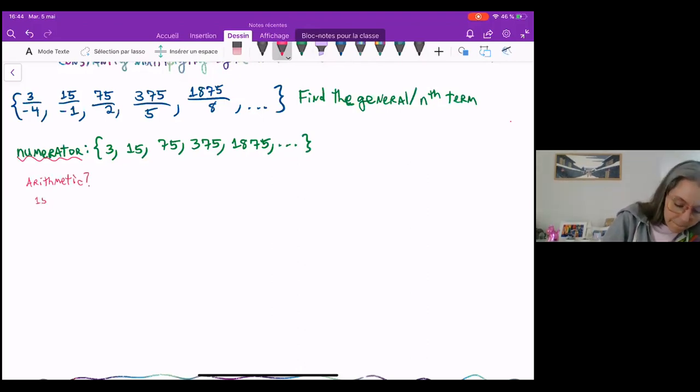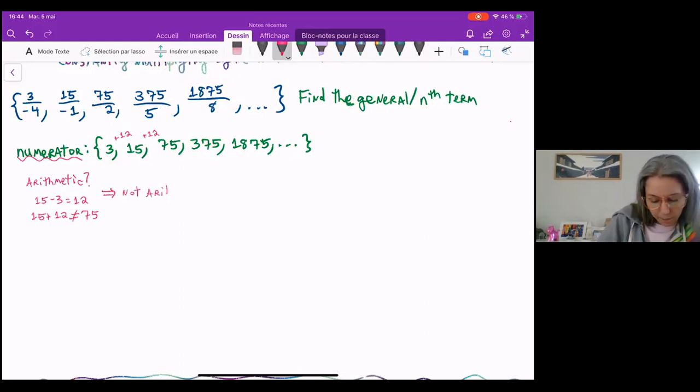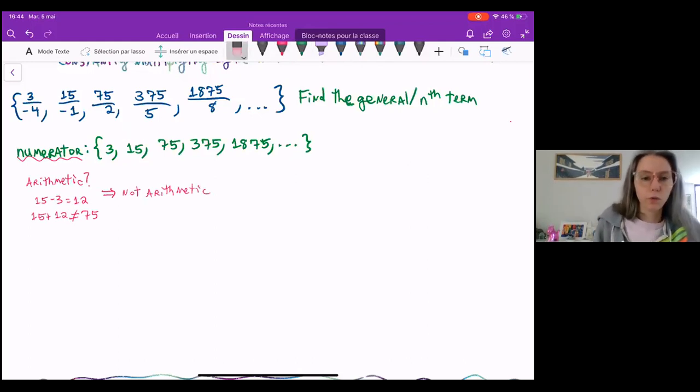So the first thing I'm going to ask myself is, is it arithmetic? So 15 minus 3 gives me 12, which means to get from 3 to 15, I am adding 12. If I do 15 plus 12, do I get 75? The answer is no, 27 does not equal 75, which implies that this is not arithmetic. I am not adding the same number over and over again to get from one term to the next.